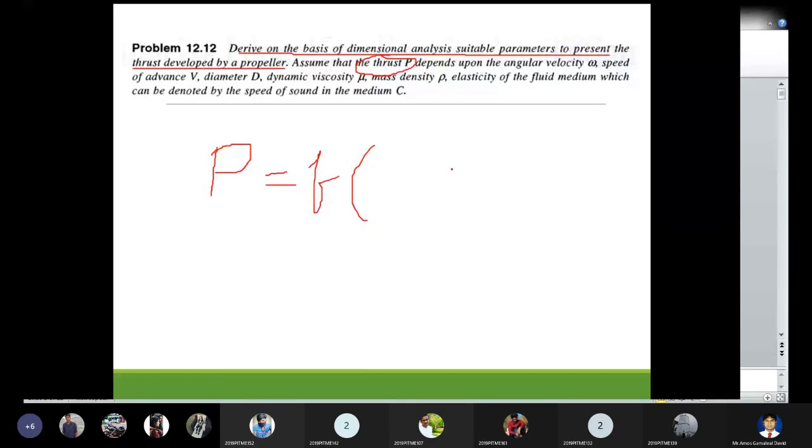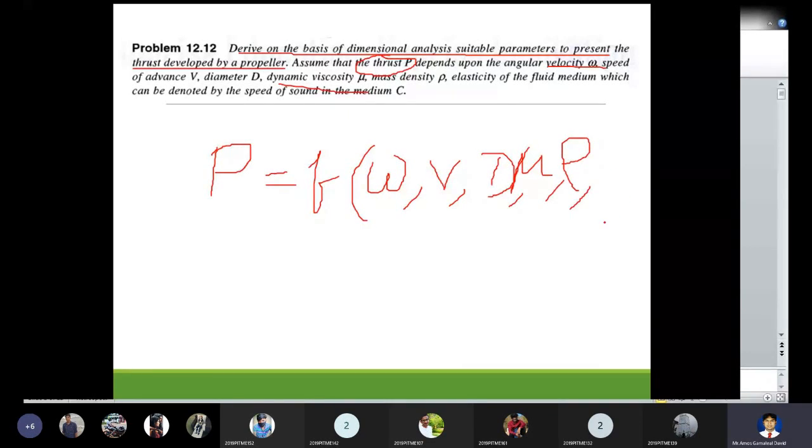So thrust P depends upon the angular velocity omega. That's going to be my first term. Clear? Then speed of advance, which is velocity V, diameter D, dynamic viscosity mu. Then mass density rho, and elasticity of the fluid medium, which can be denoted by the speed of sound in the medium C. Okay, any other? 1, 2, 3, 4, 5, 6 others.